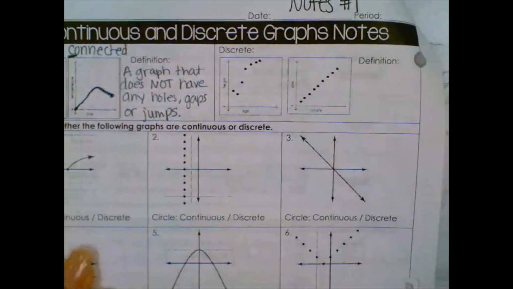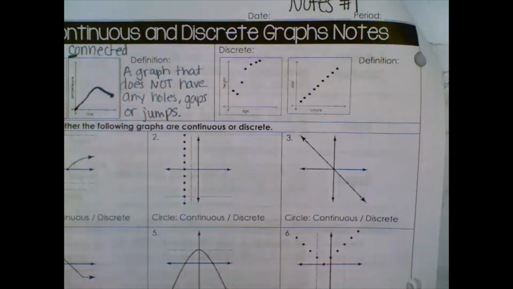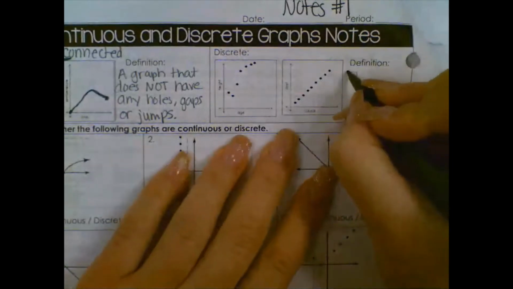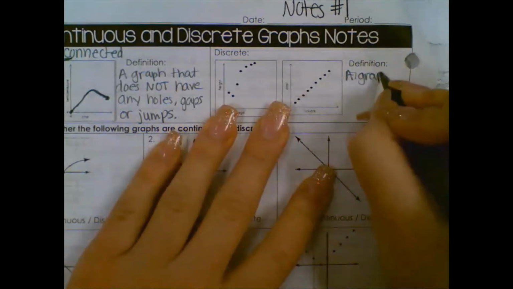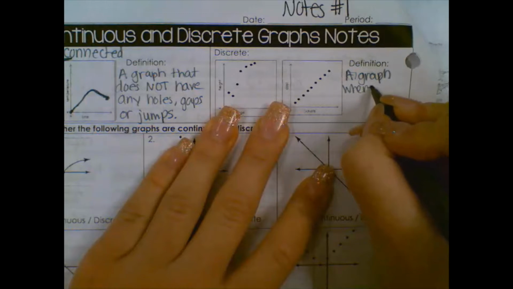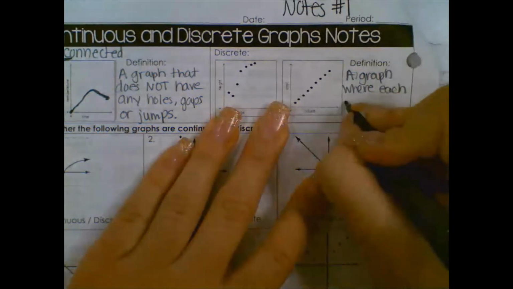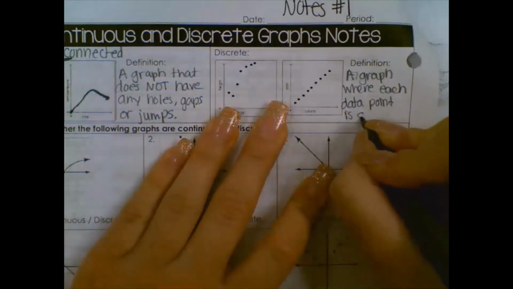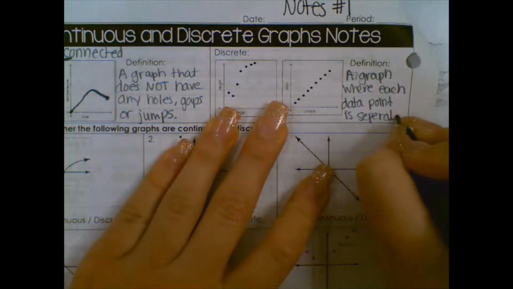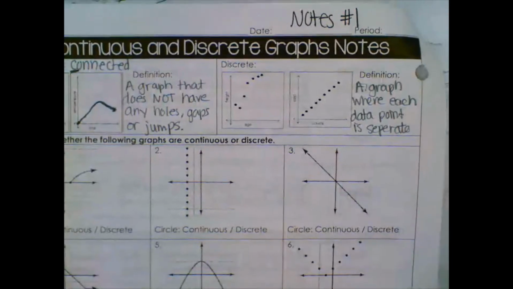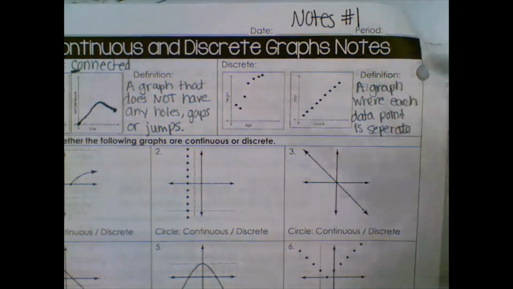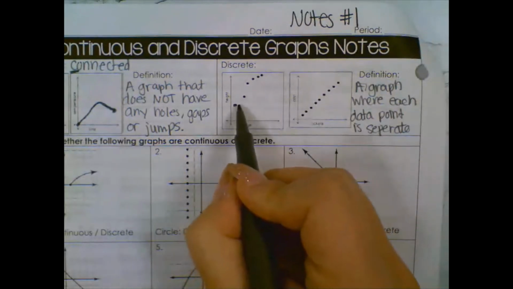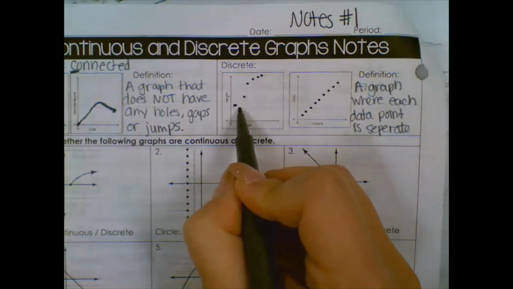So on the other end, we have something called discrete. A discrete graph is where each data point is separated. So a graph where each data point is separate. So as you can see here, this is not connected. If I were to start looking at this graph, here's my very first point, here's my end, and if I want to get to this next point, I have to pick up my pencil to reach it.